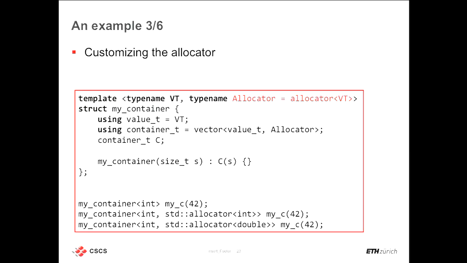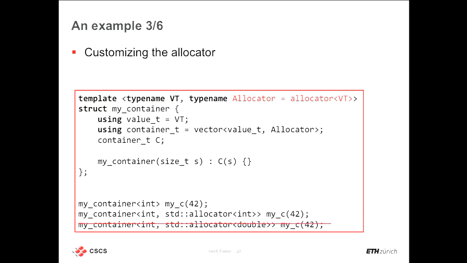And now my container is a vector of value_t and allocator, and I can allocate my container of integer with 42 size of integers. I can allocate with std::allocator of integer. In this case, I explicitly say what allocator I want to use. Or I can even pass an allocator of double, but this will give me a compiler error because the vector will check that the allocator is allocating the right type. So this last line is not valid at all. But it's allowed. I can write this, and I get a compiler error.